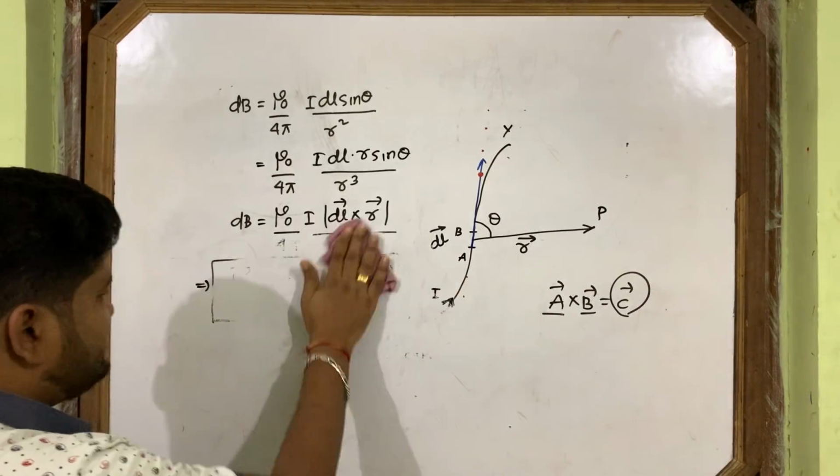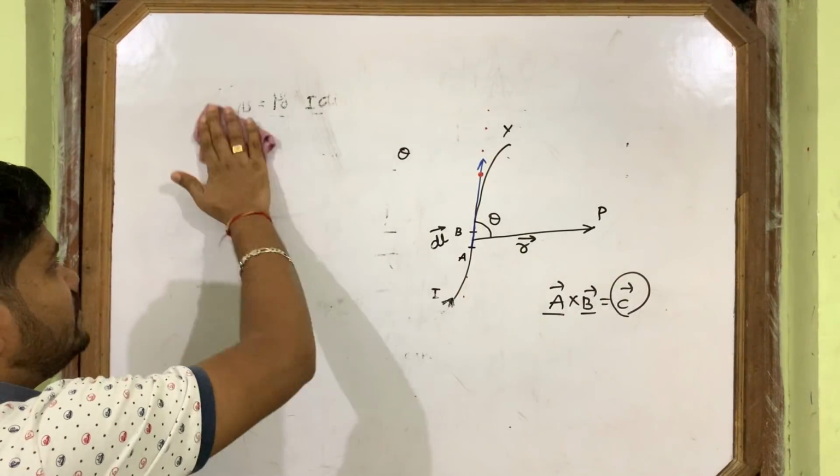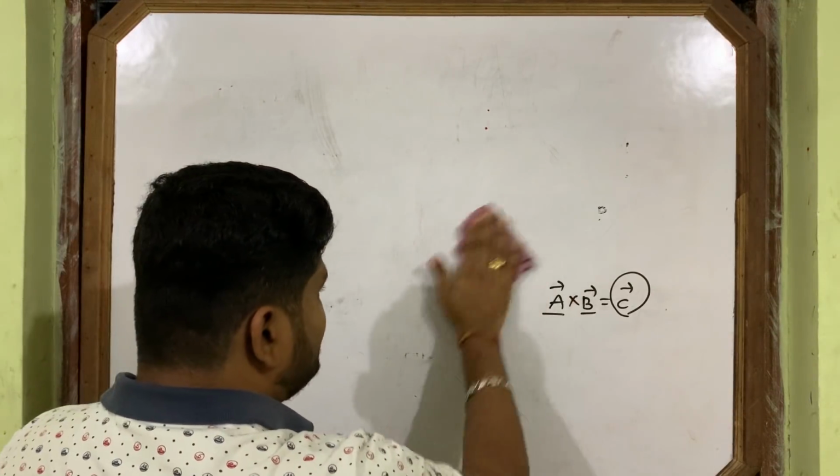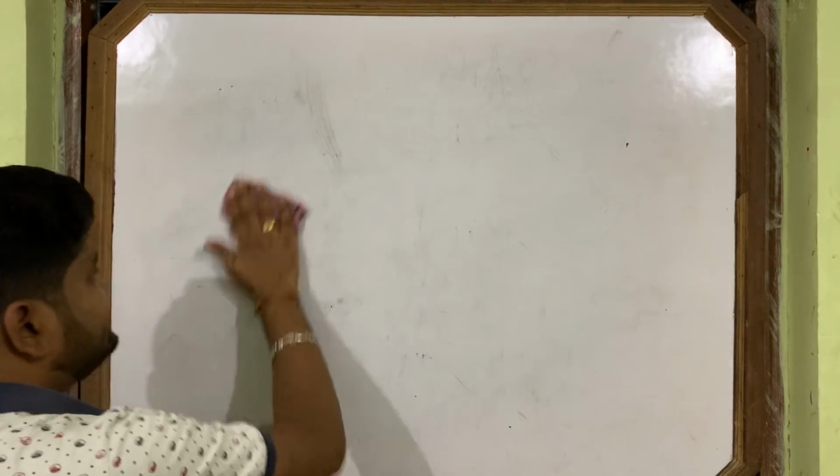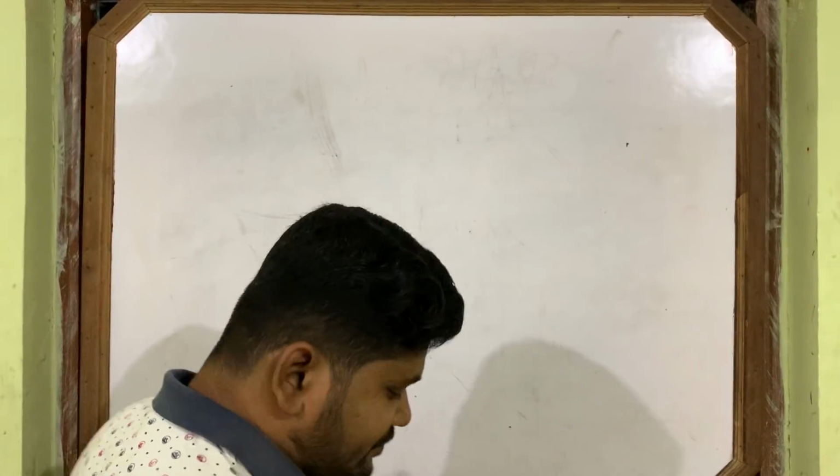But using this Biot-Savart law, we can find the expression of magnetic field due to a current carrying circular coil. We can find it at its center. Also, we can find it at any point on the axis of a current carrying circular coil, which is a very, very important derivation.